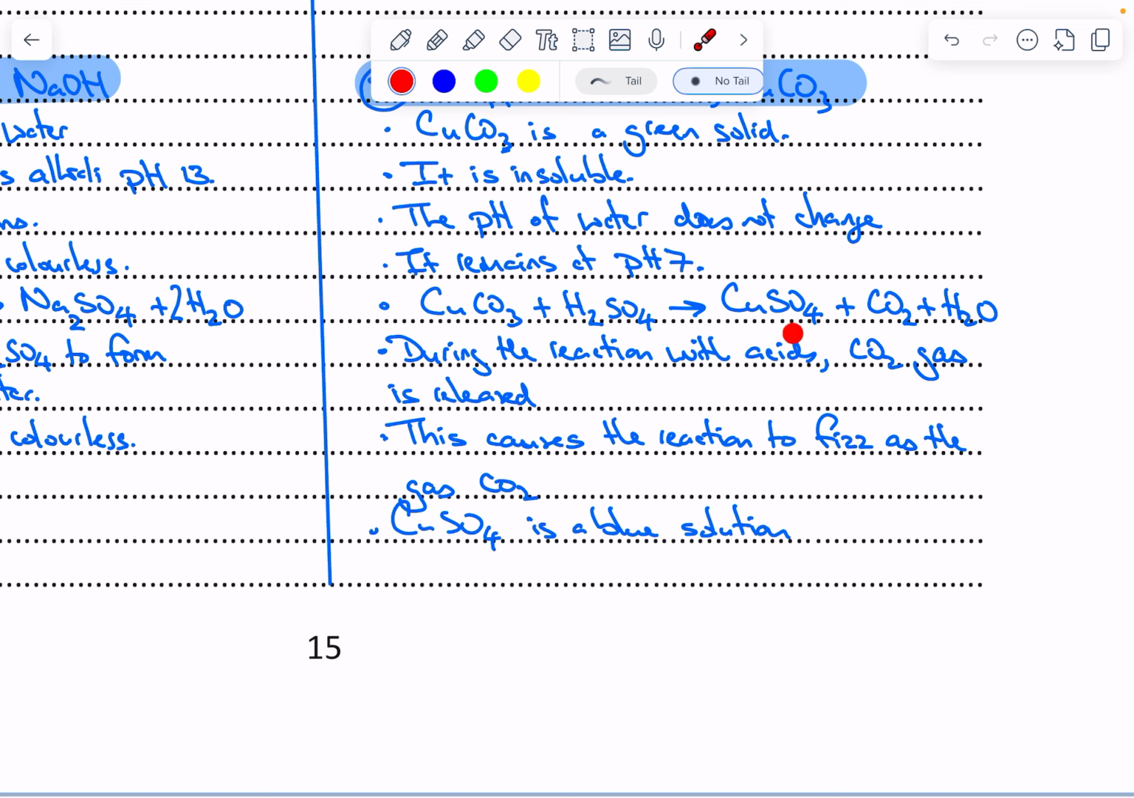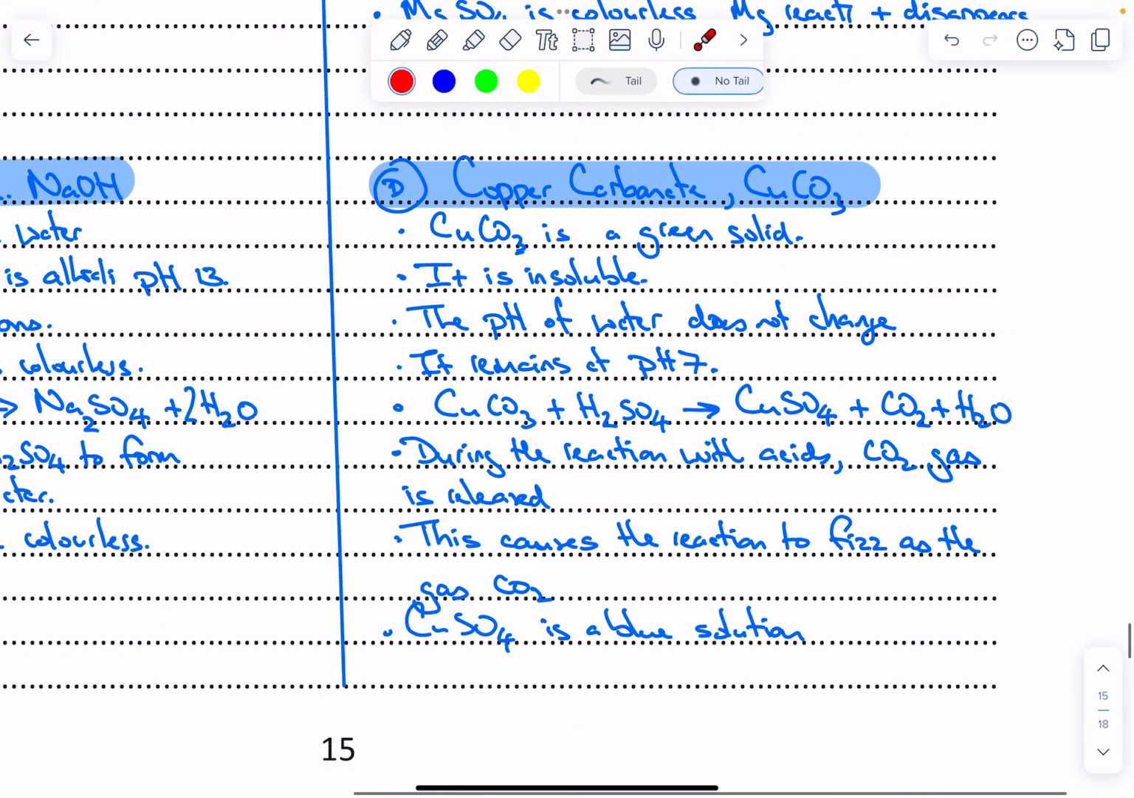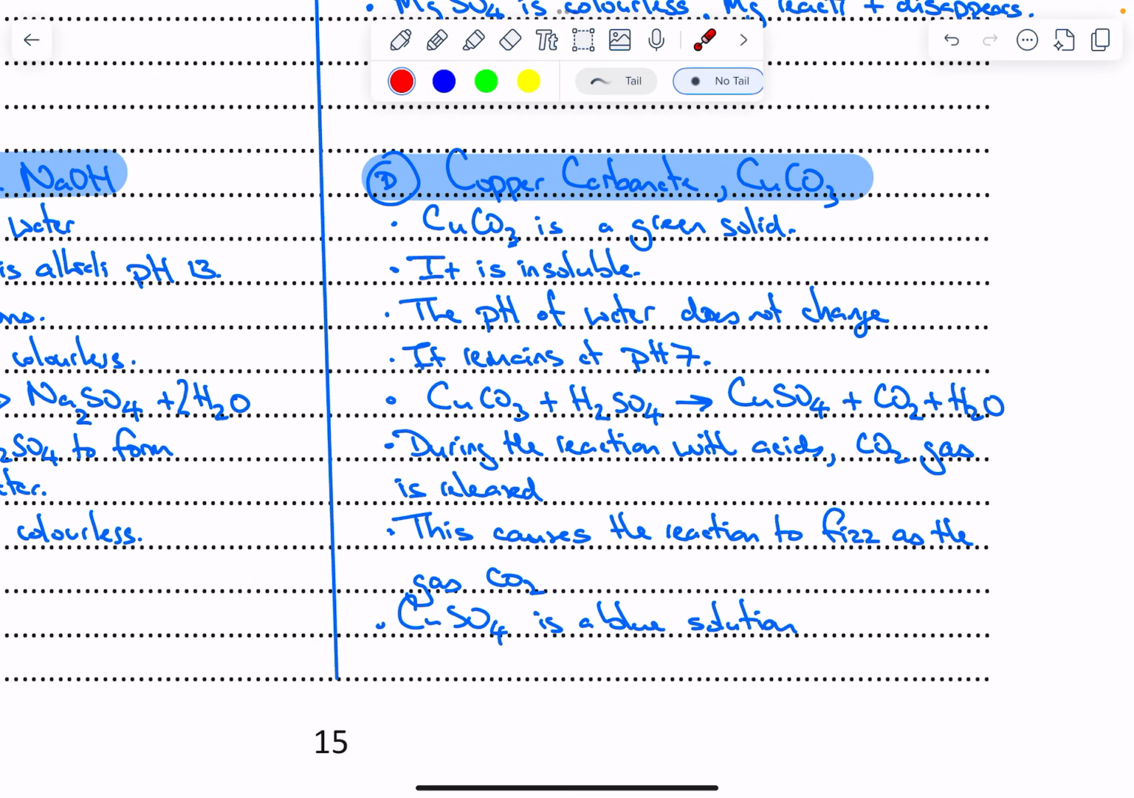And then the final little bit is this chemical here, copper sulfate. It's a blue solution. Let's just whiz back up to the table a moment. You can see you've got this blue solution forming again here. Again, pause the video there if you want to check off your bullet points for that.